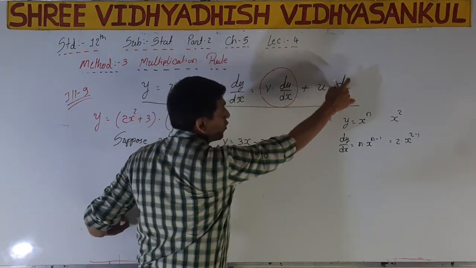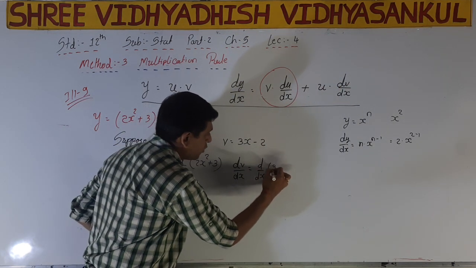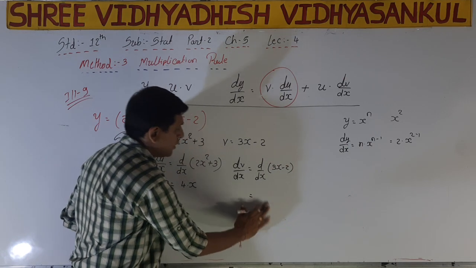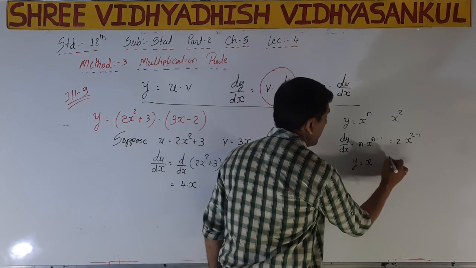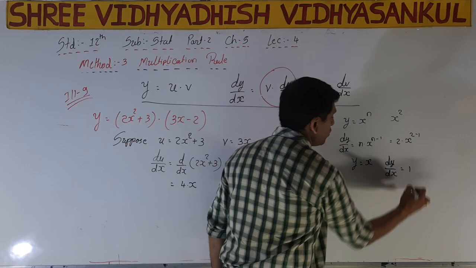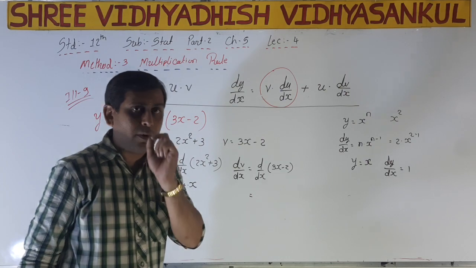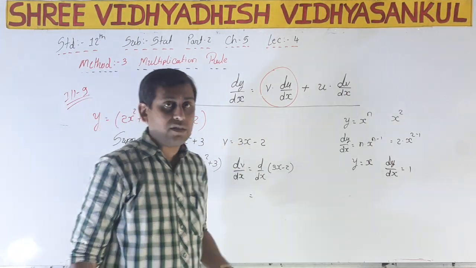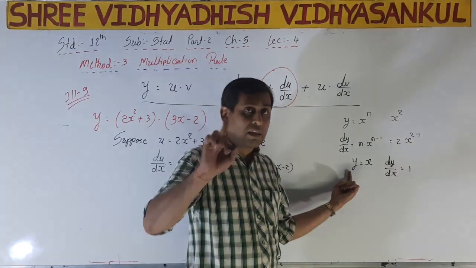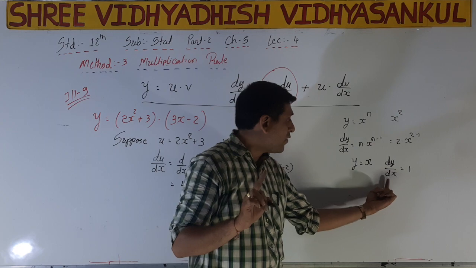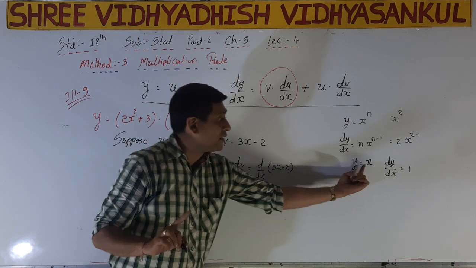See here, we want dv by dx also. So here, d by dx of 3x minus 2. I already told you in my last lecture that if y is equal to x, then dy by dx is equal to 1, right? In formula or method number 1, I added in my last lecture that the third formula is: when y is equal to x, dy by dx is equal to 1, right? So here in 3x, x is there.